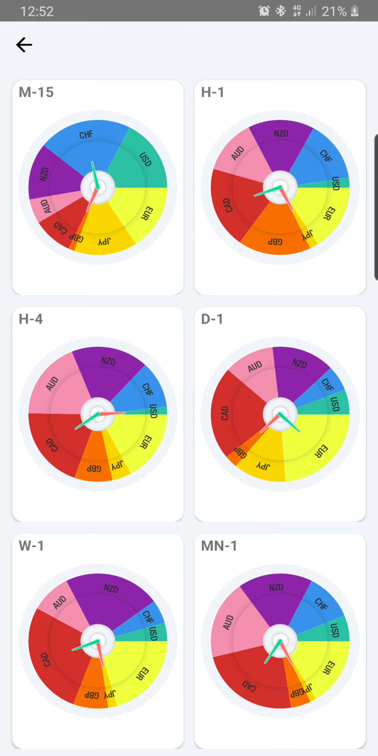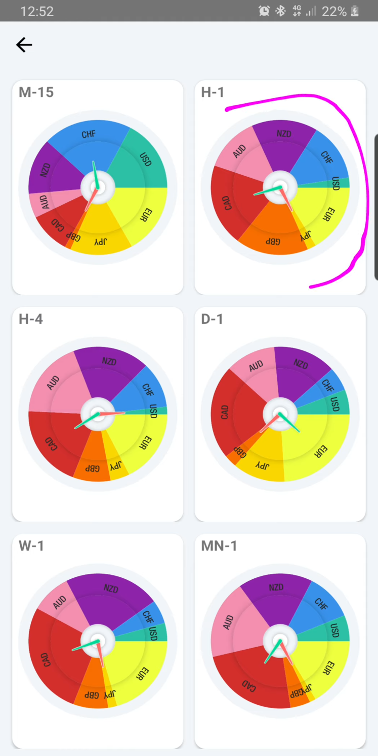It shows you the stronger currencies compared to the weaker currencies. The stronger currencies occupy the larger area of the pie chart, and for the strongest currency you have the green hand of the pointer pointing towards it, and for the weakest currency you have the red hand pointing towards it. Like over here you have JPY, and the red pointer is pointing towards it, and you can see that the area that JPY is taking is very, very small. So that's about the multi-time frame.